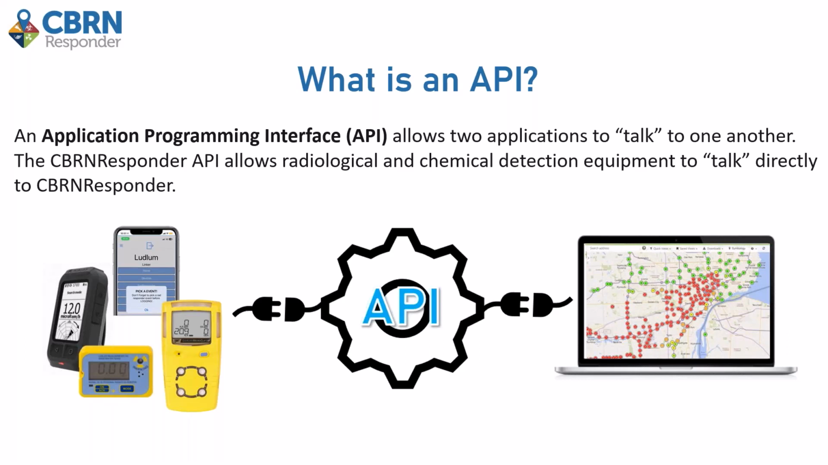So taking a look at the images here, you can see on the left, those are the meters, the equipment items. There's also in the top image there, the Ludlam app. So all of those applications are integrated with the API that we have developed, and then that is what's going to connect your data into the CBRNResponder site and into your event.